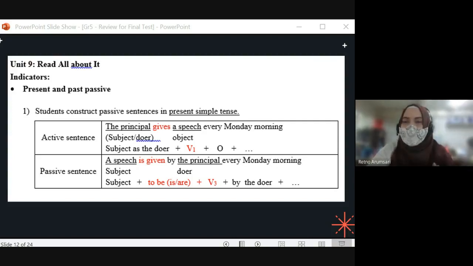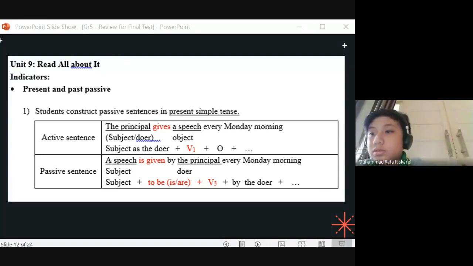Now, in changing active and passive sentences in this unit, we learn about changing them in present simple and past simple. How do you know that the sentence is in present simple? Can you see my cursor circling the word gives? Okay, good.